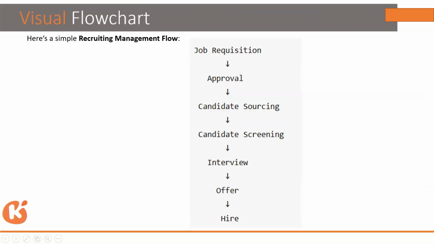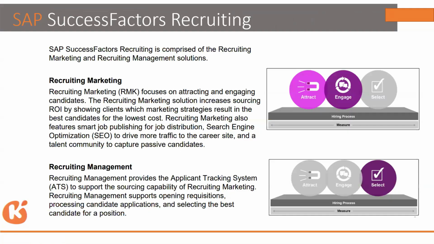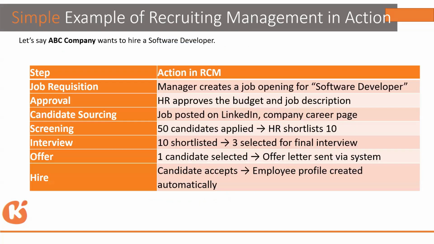Then this is another flow chart which I have prepared. So job requisition, approval, candidate sourcing, candidate screening, interview, offer, and hire, which we have just seen, team. So like this, you can see all these sections, and that's where you will see all these details. Here you can see there's recruitment marketing and recruitment management. Any question, team, as of now? No, sir, we are good with that.